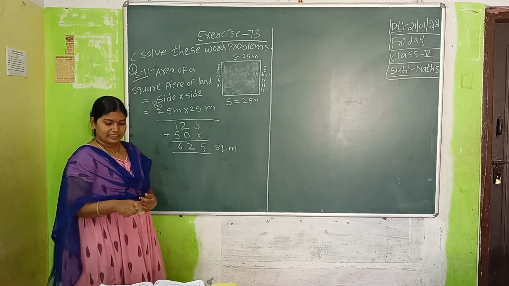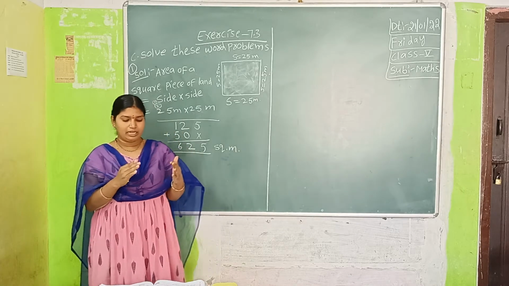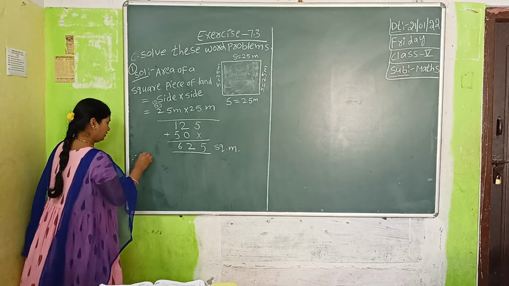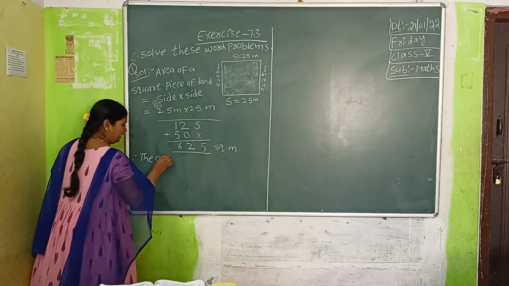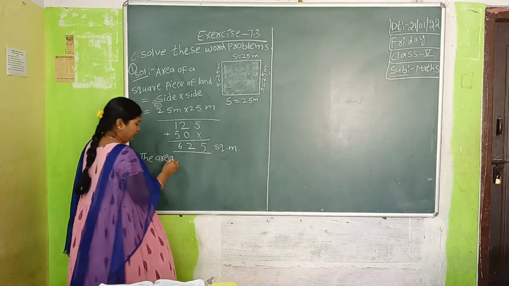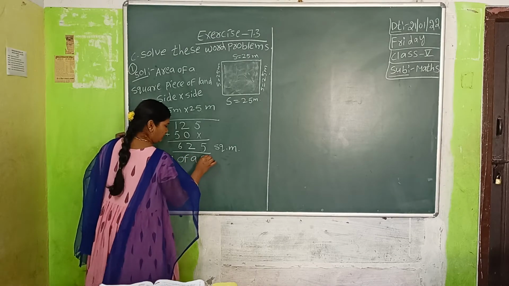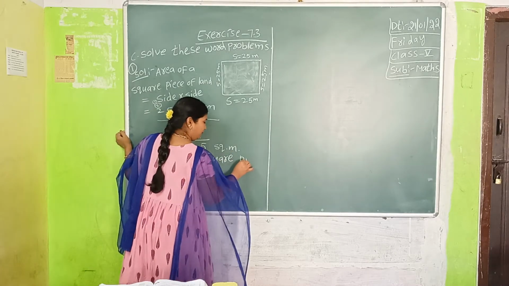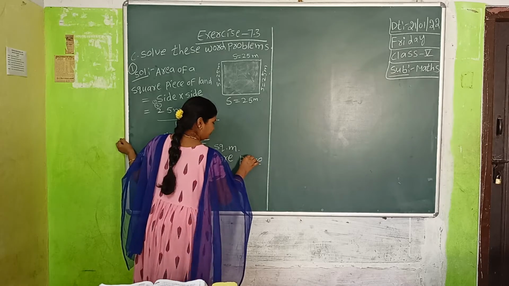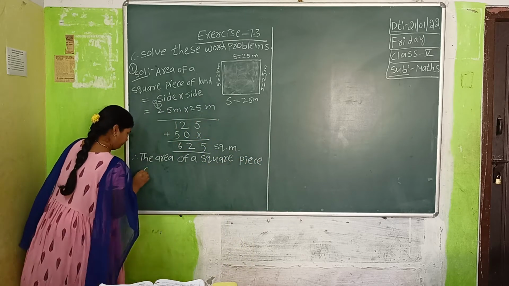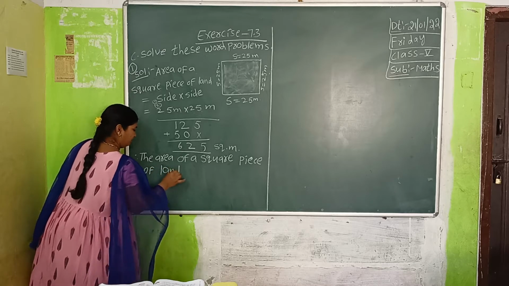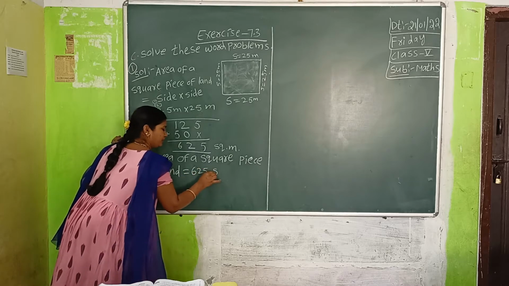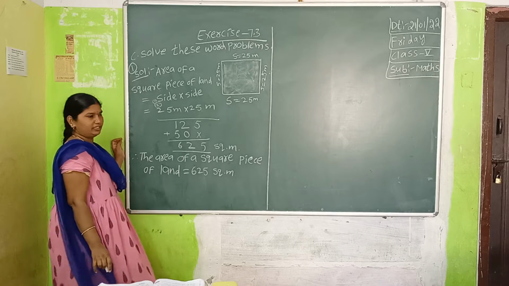Therefore, what did it ask in the question? Find the area of a square piece of land. Okay. Therefore, the area of a square piece of land is equal to what? 625 square meters.